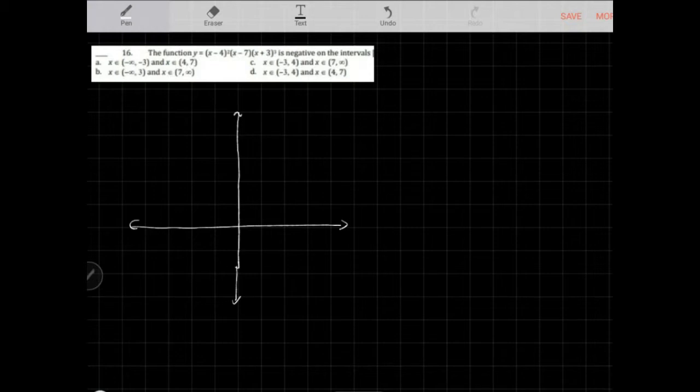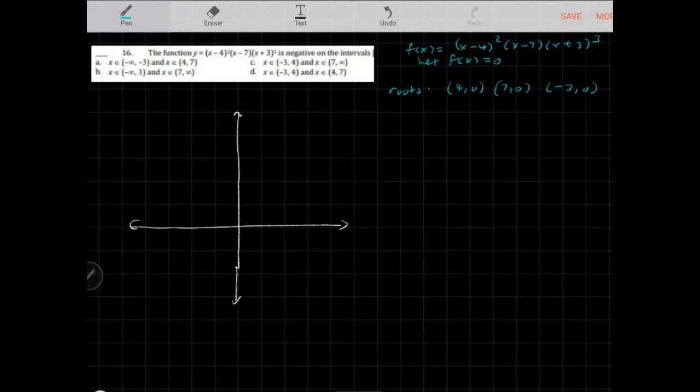Okay, so I'm going to plot my roots here. The roots are going to be 4 and 0, because if our function is (x minus 4) squared, (x minus 7), (x plus 3) cubed, and I let f of x equal 0 to find my x-intercepts, then you have the points 4 and 0. You're just letting each factor equal 0, so 7 and 0 as well as negative 3 and 0.